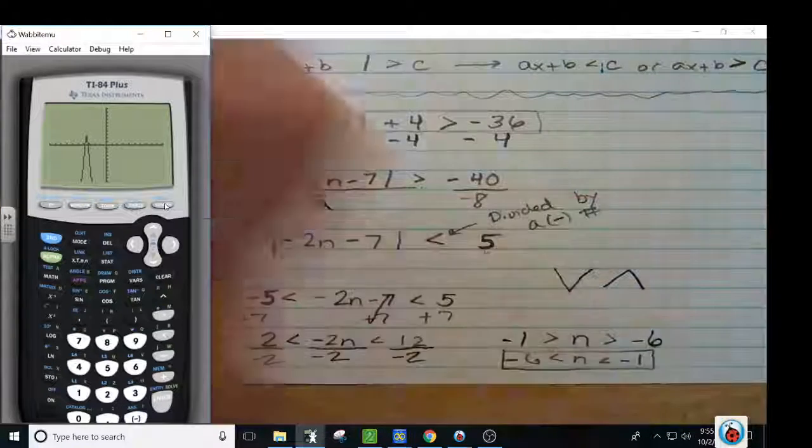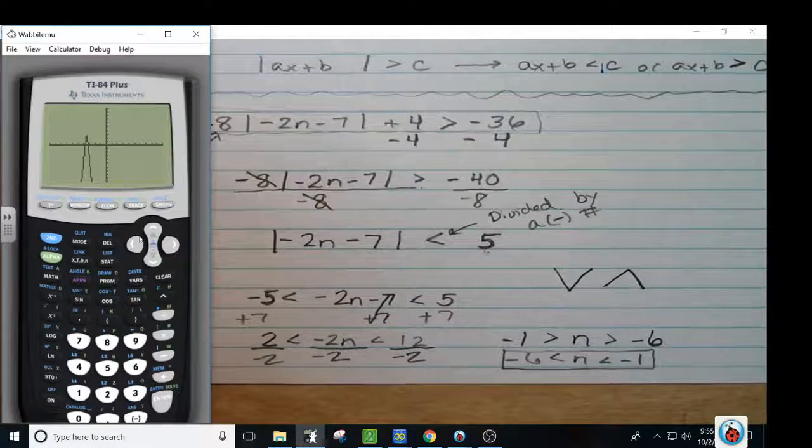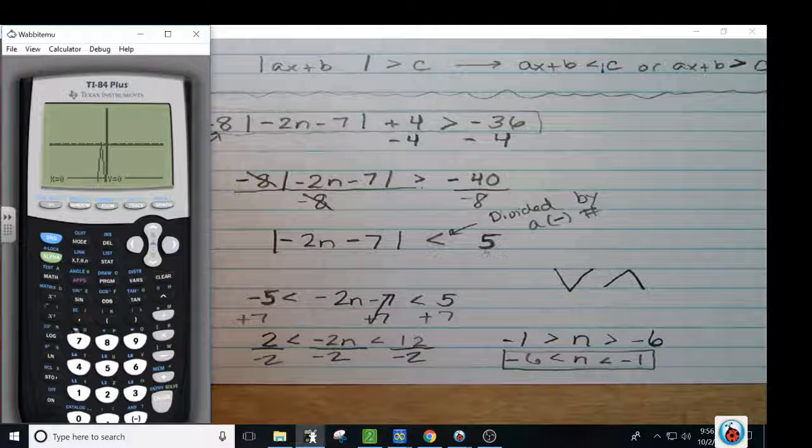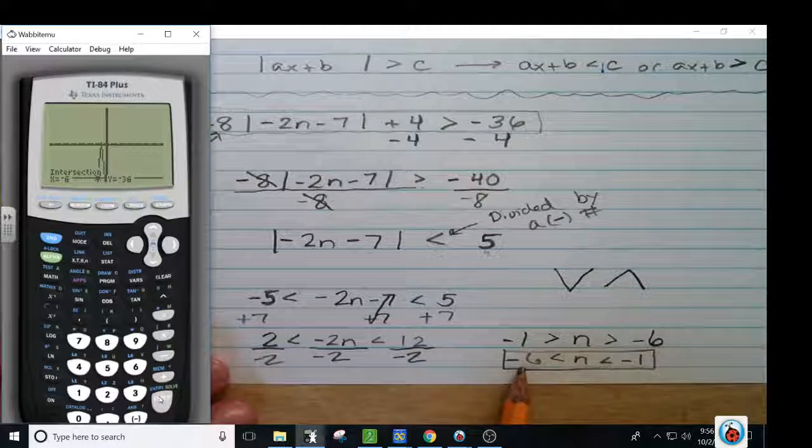Okay. Now, what you're trying to find is where negative 36 and the absolute value line cross. Okay, so now zoom out. So Zoom 3. There's your line. Okay, now second trace, option 5. Press up. Now you can't see it because of my number, but my marker is right here. Go to the left intersection. There's your negative 6.